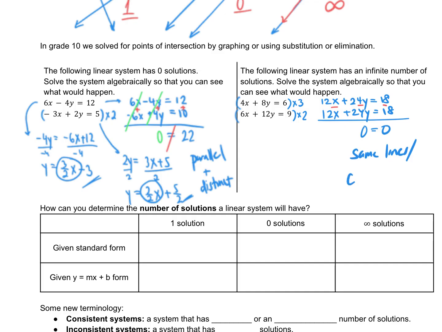We call these coincident lines. And because they're the exact same, we have an infinite number of solutions here. And here we can really see that the lines are identical because when we multiplied the lines by a number, they ended up matching. If I were to convert into y equals mx plus b, they would be identical as well, slope and y-intercept.